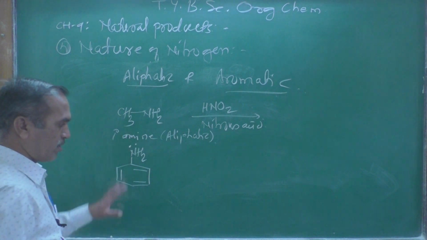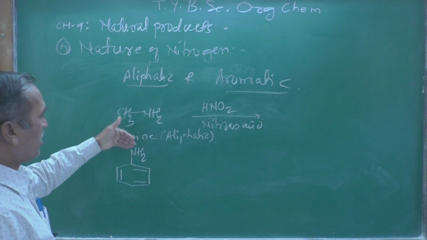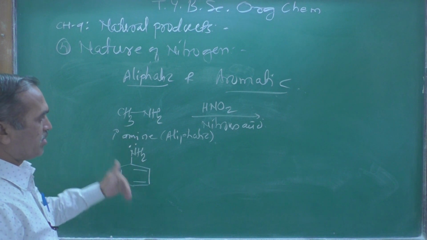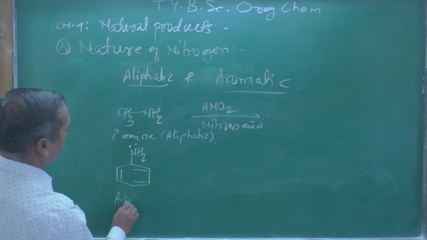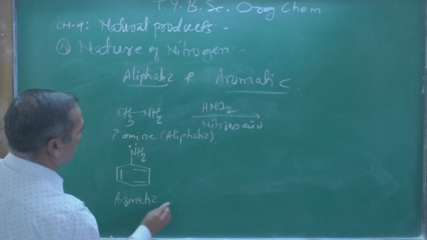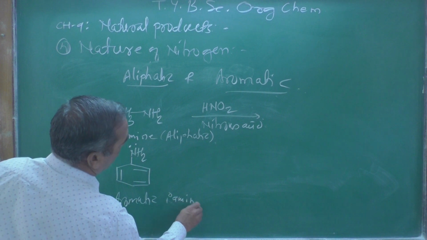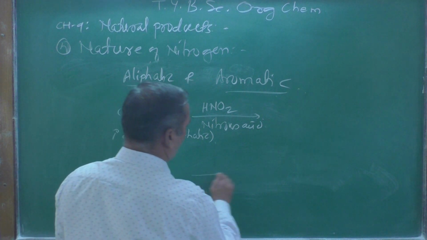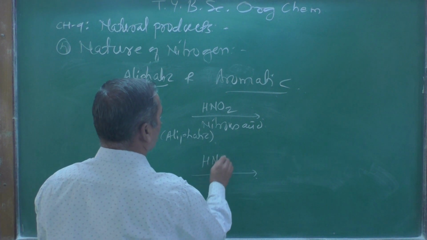This is an aromatic compound, meaning the NH2 group, a primary amine group, is attached to a benzene ring, and therefore it becomes an aromatic amine. This is an aromatic primary amine. This is also a primary amine.